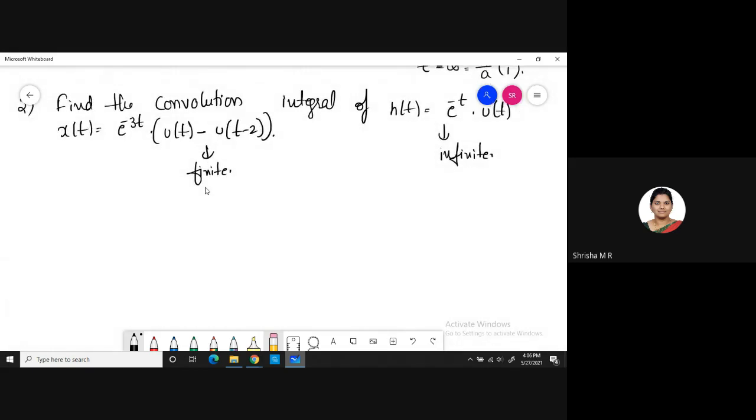If you have a finite sequence and an infinite sequence, how many cases will you have? I told you at the beginning. If one sequence is infinite, other is finite, how many cases you will have?